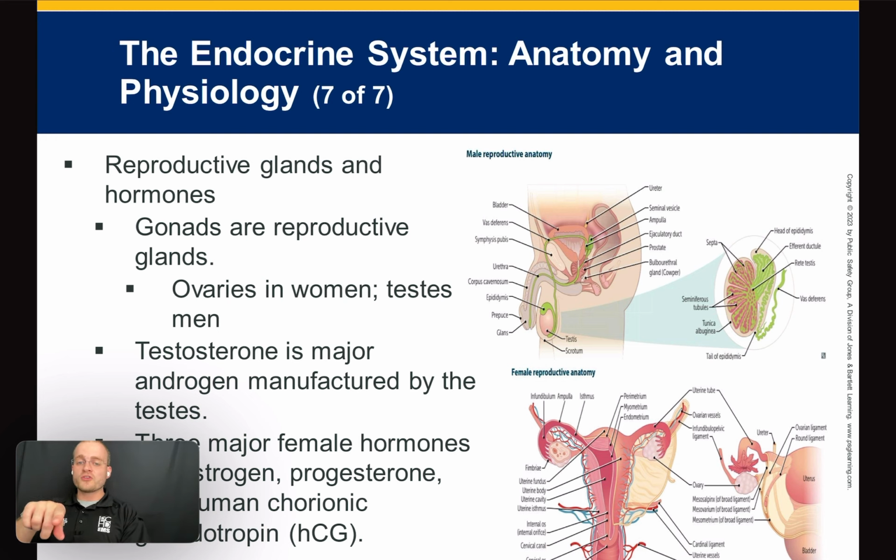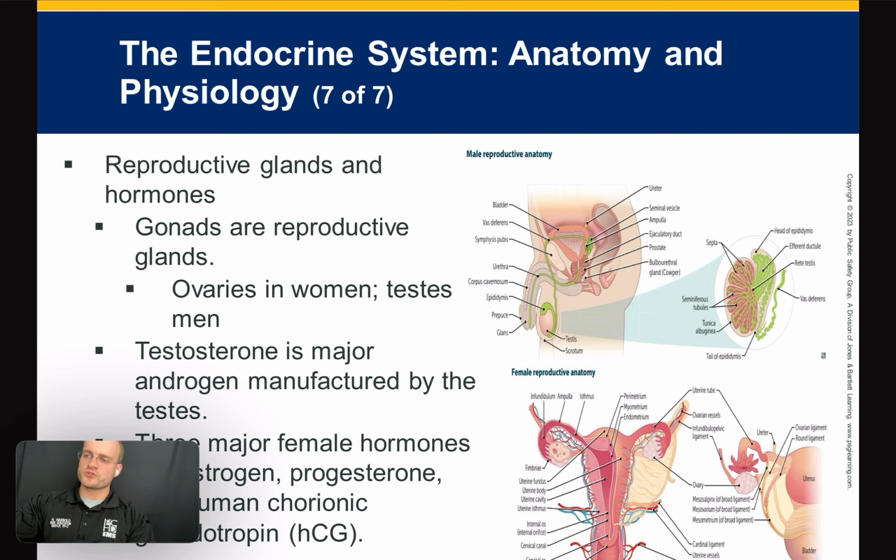And then in females, we have really three major female hormones: progesterone, estrogen, and HCG, which is human chorionic gonadotropin. If you've ever heard of someone urinating on a pregnancy test, what are we testing for? We're testing for HCG. When someone gets pregnant, about 7 to 10 days after fertilization, you can pee on a stick, and it'll test for HCG in the urine, and that's a pretty good indicator that someone's pregnant. Okay?